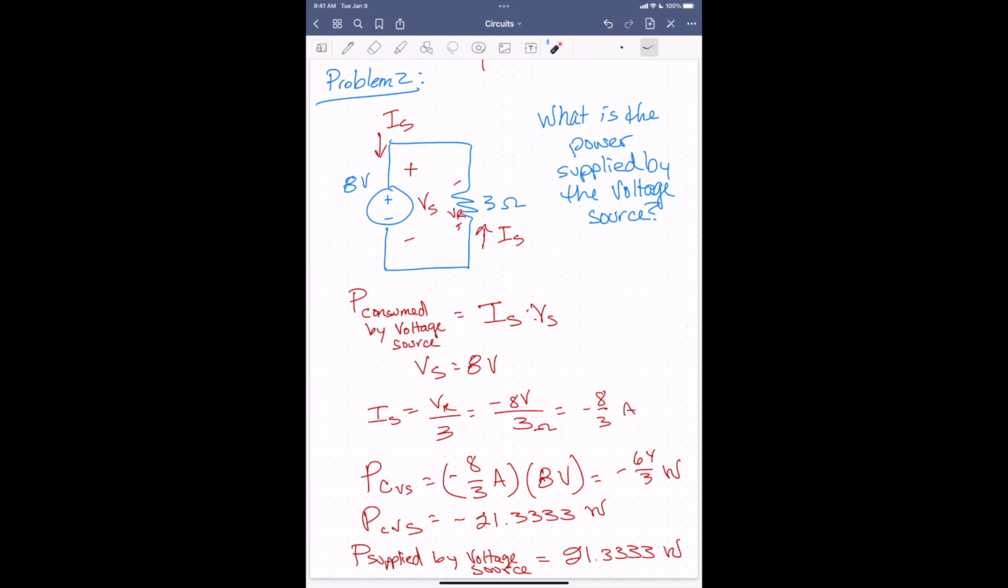So we've done 2 problems calculating the power consumed and the power supplied. Problem 1 was computing the power consumed by a resistor, and problem 2 was computing the power supplied by the voltage source. And we saw that in this simple circuit, we do have conservation of power.